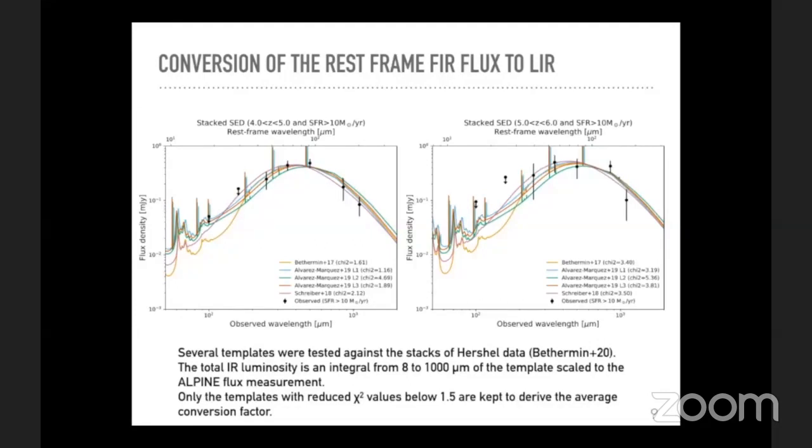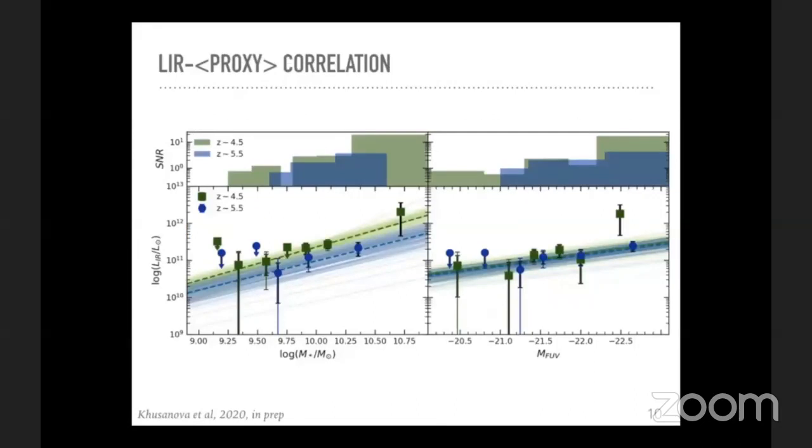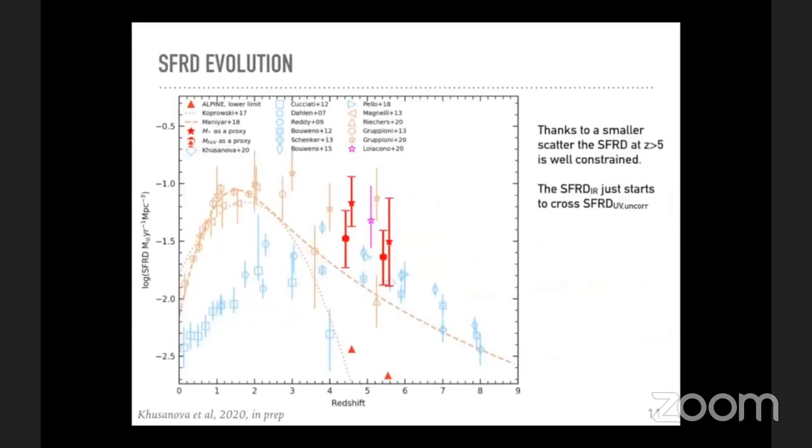And then if we have a number of templates, we can derive the average conversion factor and the uncertainty on this conversion factor, which can also be propagated to the uncertainty of the star formation rate density measurements. As you can see, we can observe the correlation between infrared luminosity and stellar masses, as well as between infrared luminosity and FUV magnitudes. And this, of course, can be used to constrain the star formation rate density. And these are the final results.